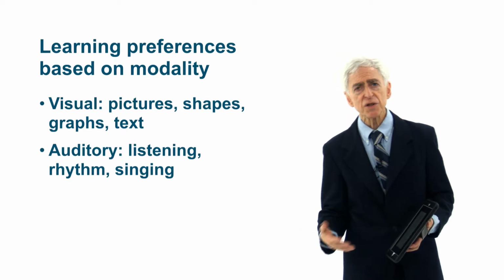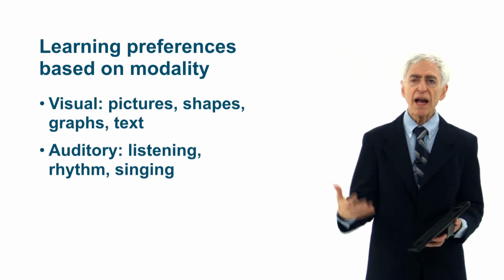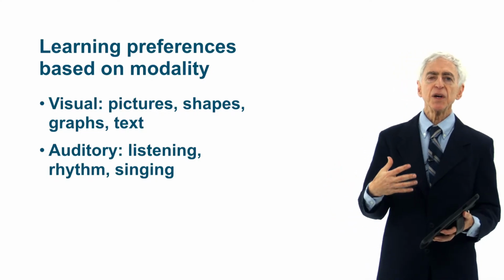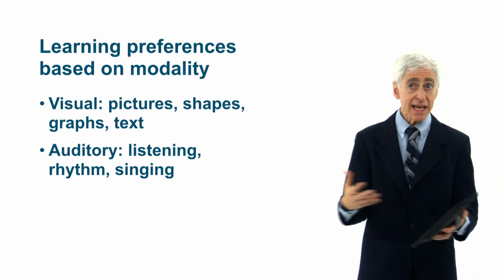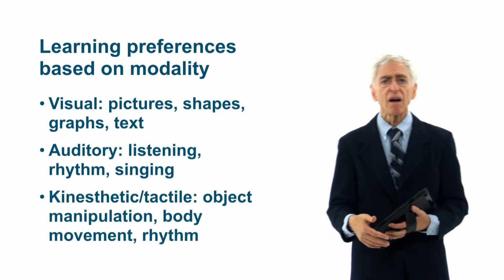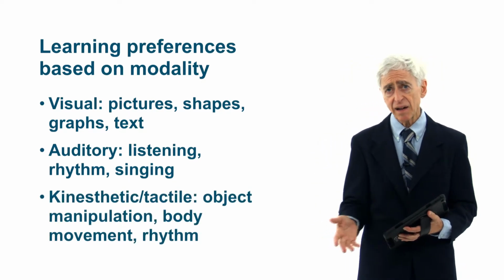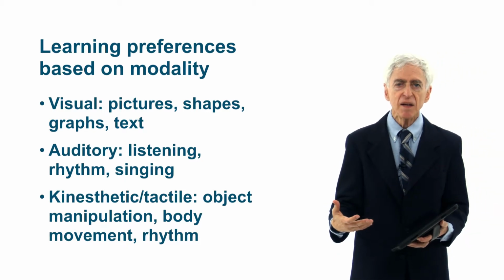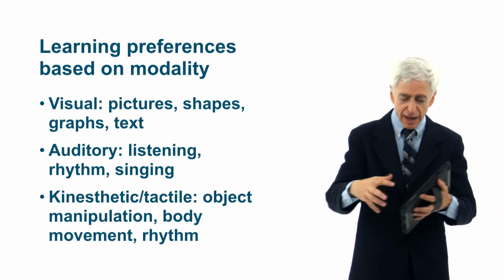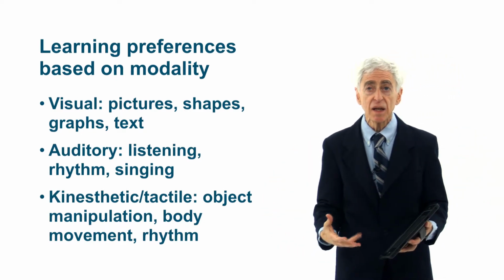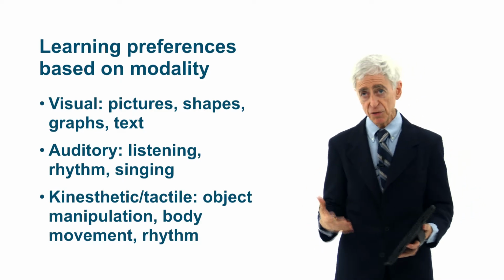There are other students who are more auditory. They learn best by listening, by doing rhythmic things, by singing. And then there are kinesthetic and tactile learners. Learners who learn best when they're allowed to manipulate objects or when they're allowed body movement, and especially rhythmic movement.